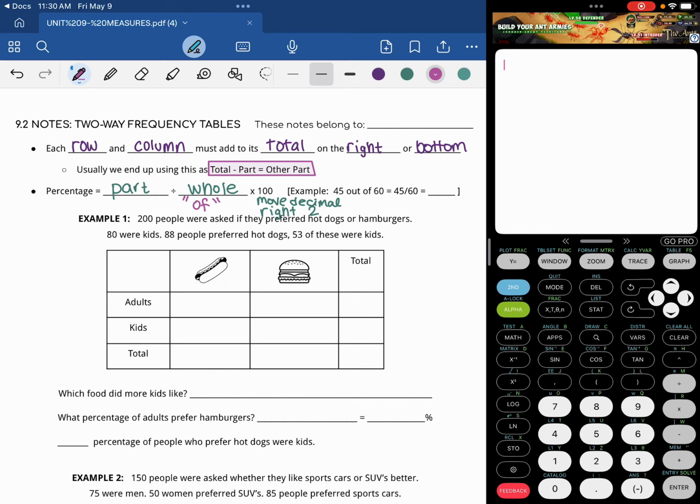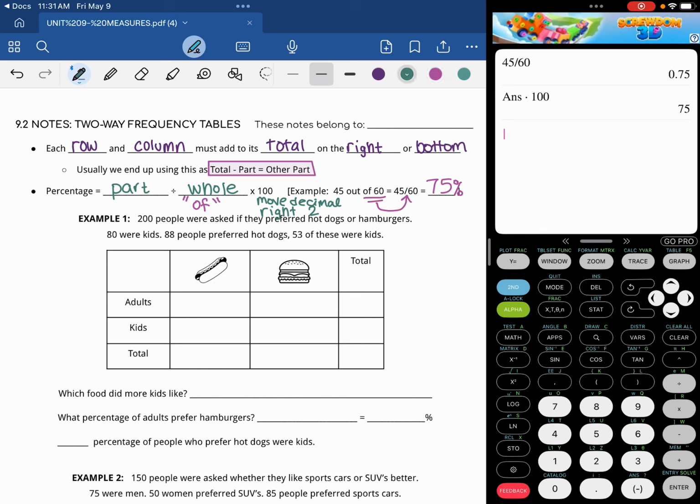For example, 45 out of 60, that means 60 is the whole part, so it goes on the bottom. So the "of" always tells you what number goes on the denominator. And if I'm doing that example, 45 divided by 60 is 0.75, which hopefully some of you guys know is 75%. If I wanted to figure that out, I could either move the decimal point 2 to the right or multiply it by 100. And that would be 75%, sorry.